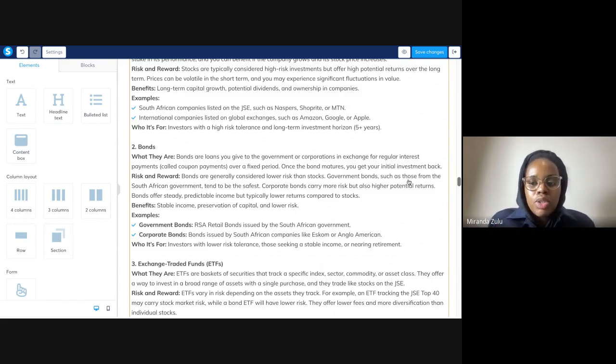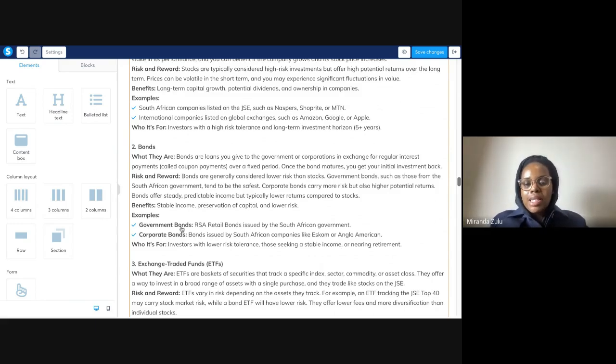Government bonds, such as those from the South African government, tend to be the safest, which I know sounds very like, what, South African government investing and it being safe. But yeah, with government bonds, there is the guaranteed notion of your return. And then corporate bonds carry more risk, but also have a higher potential return. Bonds offer steady, predictable income over time, and they typically have lower returns compared to stocks because of this reason.